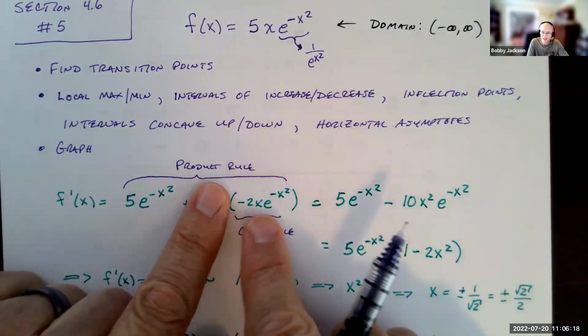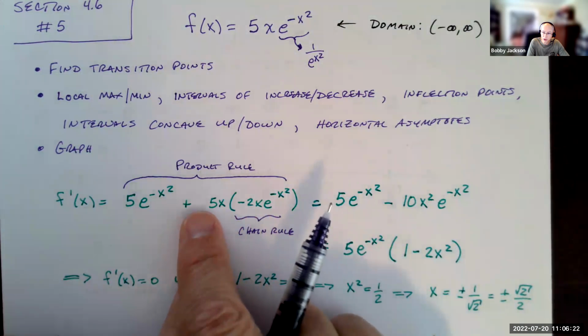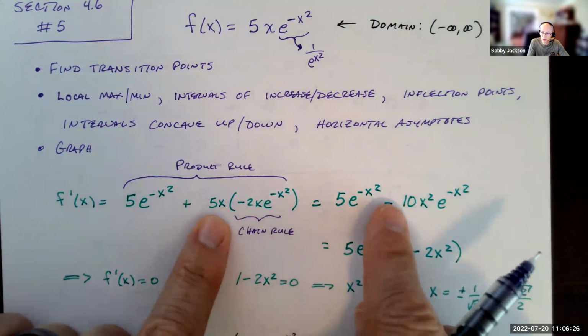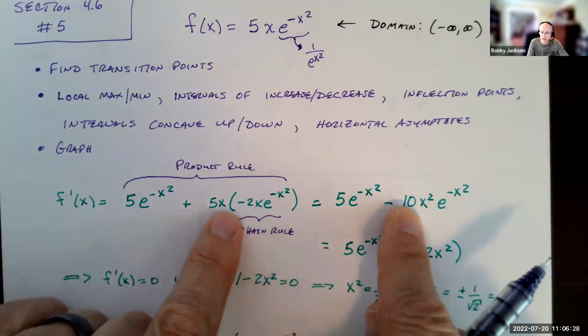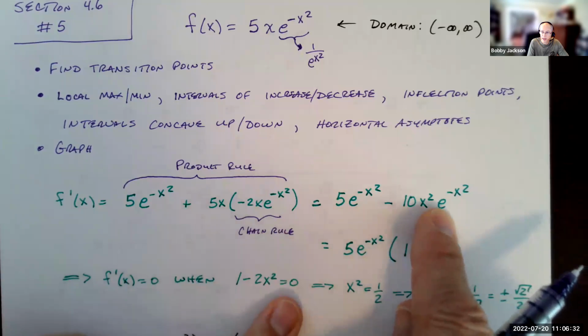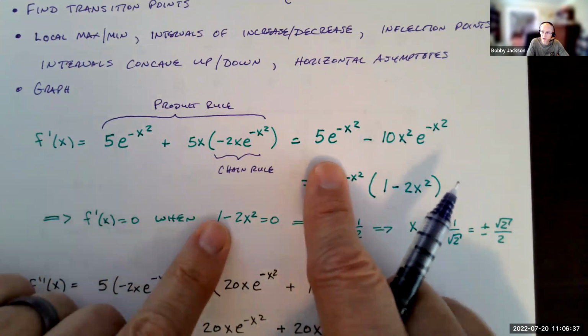I get negative 2x times e to the negative x squared. So clean this up a little bit, multiply these two things together. I get 5 times negative 2 is negative 10. X times x is x squared, e to the negative x squared. I'm going to go ahead and factor. That'll help me find out when the derivative is 0.